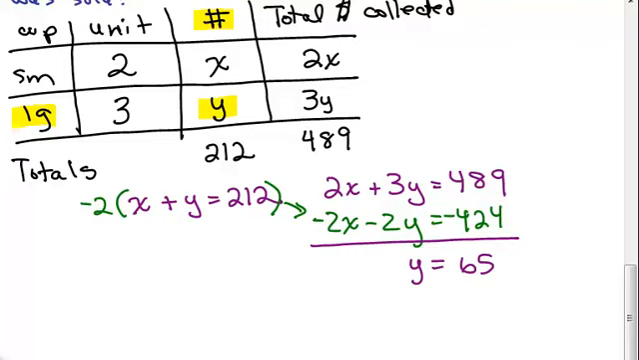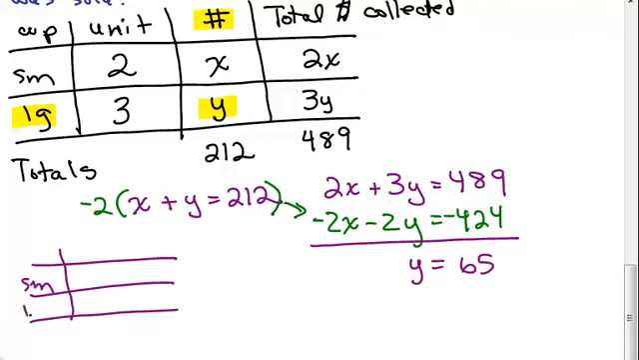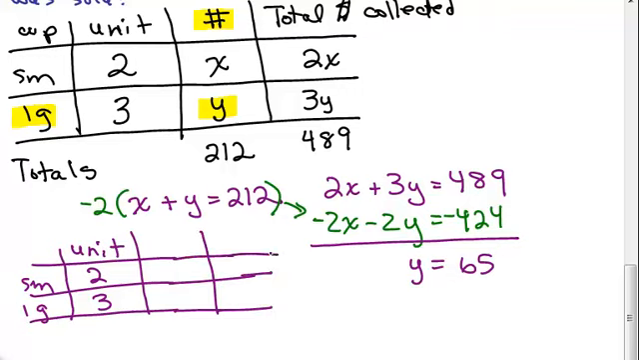Now, for checking it, here's another thing you can do. You can actually make this chart again, but actually fill in the real numbers that are actually there now. So I've got small and large. I know for 1 cup of coffee, which I'm going to just still call it unit, it's $2 and $3, right? But I actually now know what y is. So instead of writing y, I'm going to write 65. And I know the total was 212 cups, right?